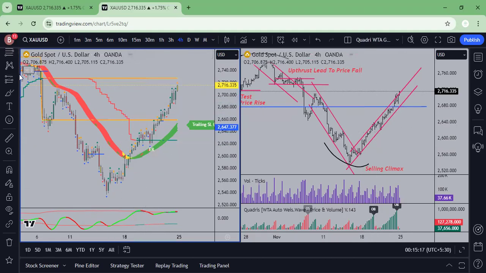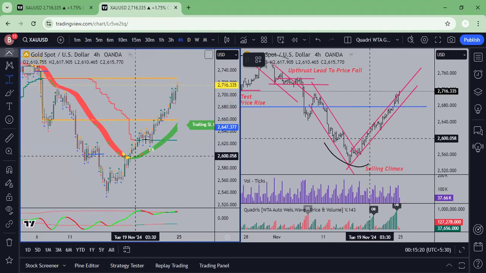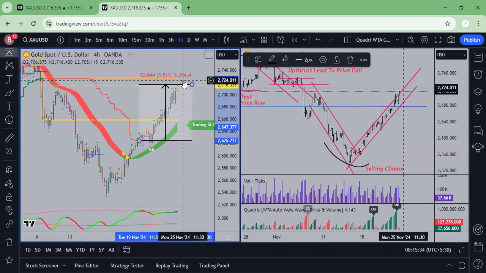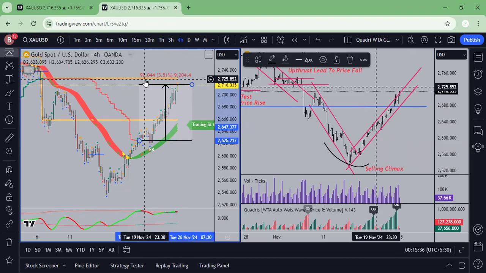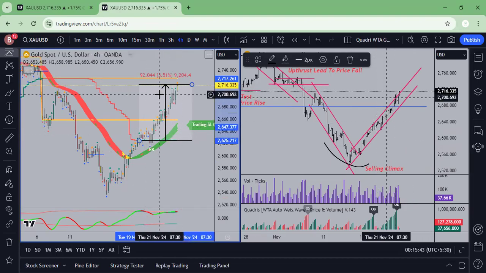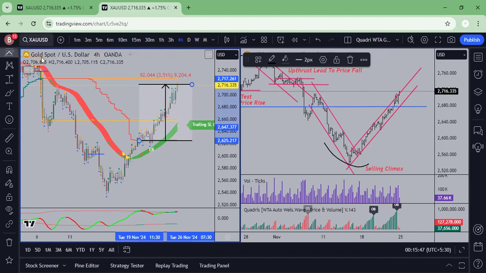One second. Instead of this, I would prefer to go for this tool. This would give me a price. Within this set duration, price went 9,204, or 92 points precisely. If I'm able to catch this, this is a very huge move on a 4-hour chart. So definitely there has to be some sort of accumulation taking place. So this is a sliding accumulation which is taking place.